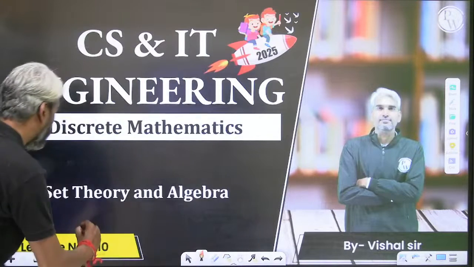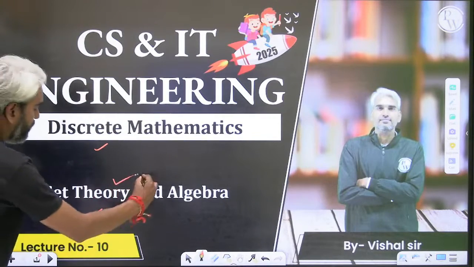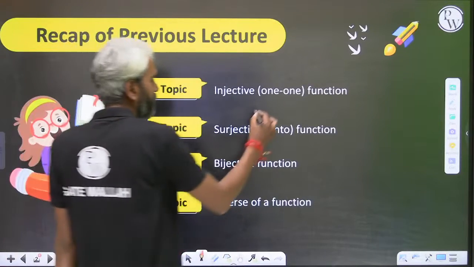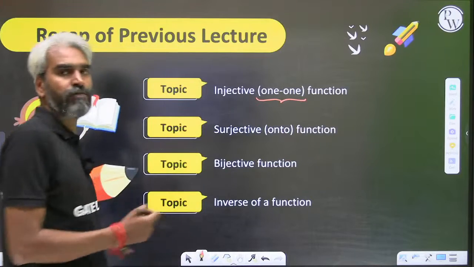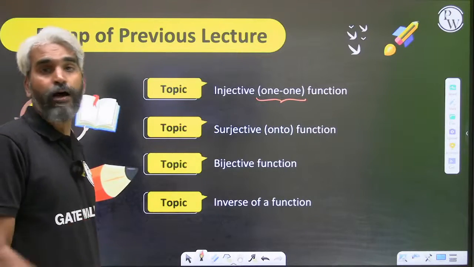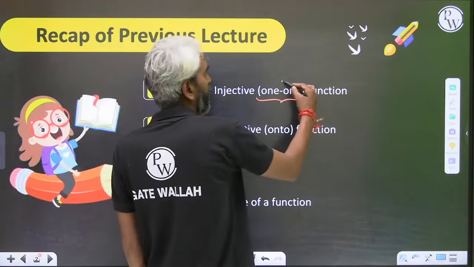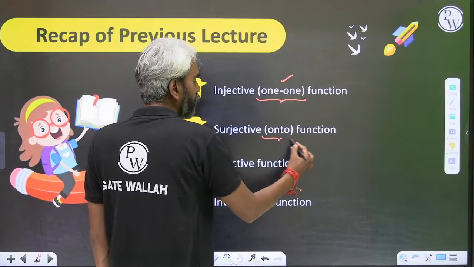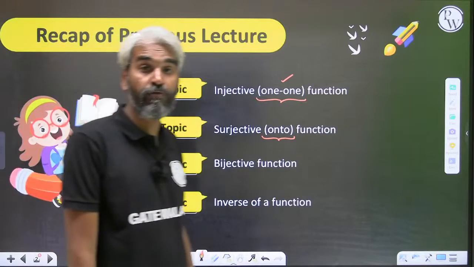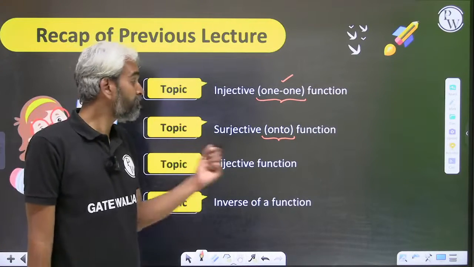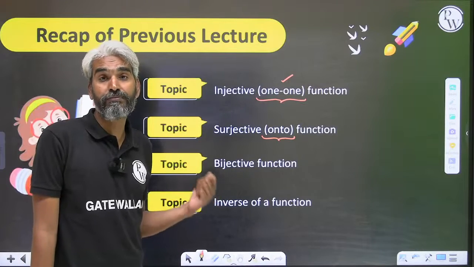Okay guys, so welcome back to the 10th lecture of Discrete Mathematics, in which we are discussing set theory and algebra. So let's have a quick revision of what we discussed in the last class. In the last class we tried to understand the concept of one-one function, what actually a one-one function is and how many one-one functions are possible from set A to set B, and when exactly one-one functions are possible. Apart from that, we discussed onto functions, what actually an onto function is, when exactly an onto function is possible from set A to set B, and how many onto functions are possible from set A to set B.